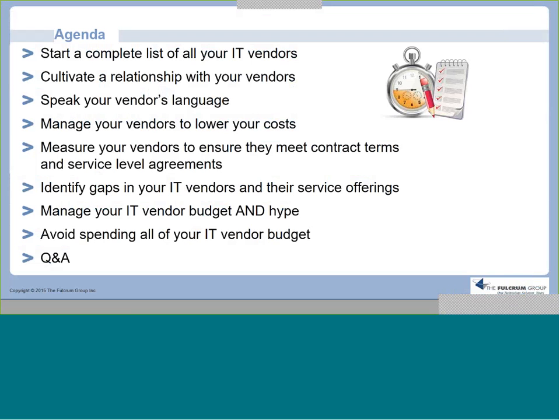Today's agenda will be: start a complete list of your IT vendors, cultivate a relationship with your vendors, speak your vendor's language, manage your vendors to lower your costs, measure your vendors to ensure they meet contract terms and service level agreements, identify gaps in your IT vendors and their service offerings, manage your IT vendors' budget and hype, avoid spending all of your IT vendor budget, and then we'll have a Q&A.